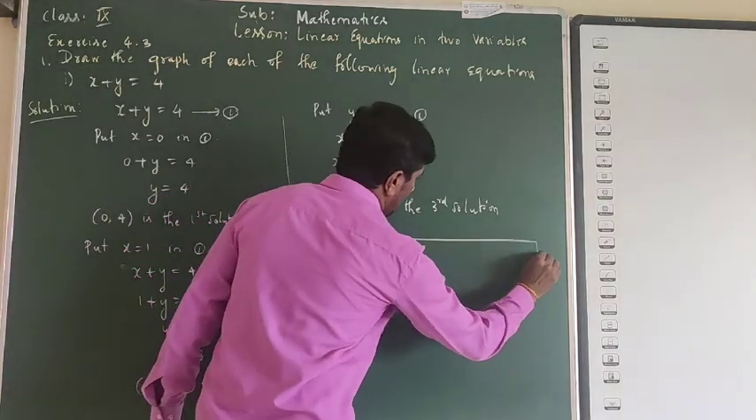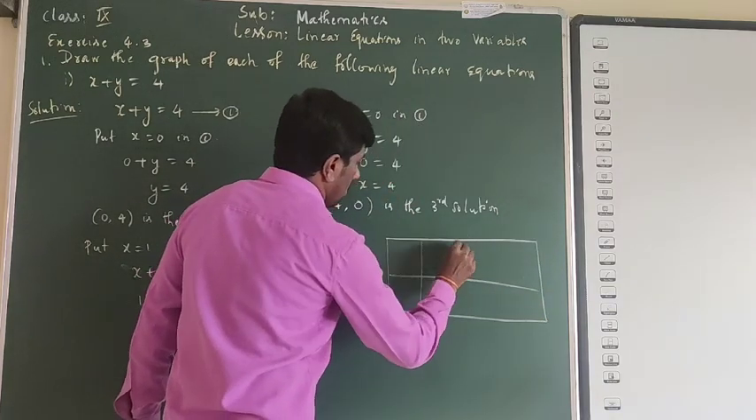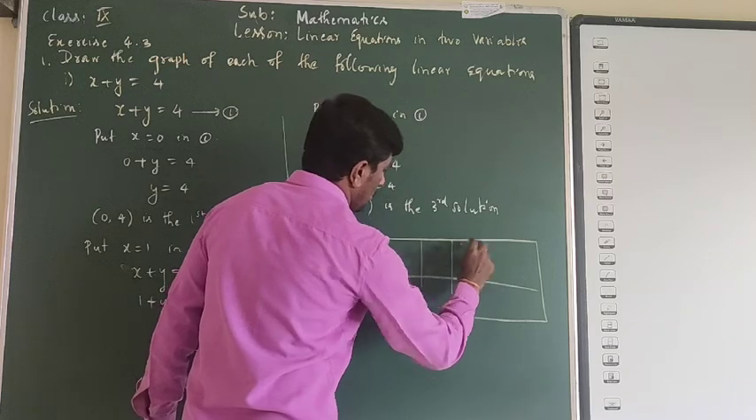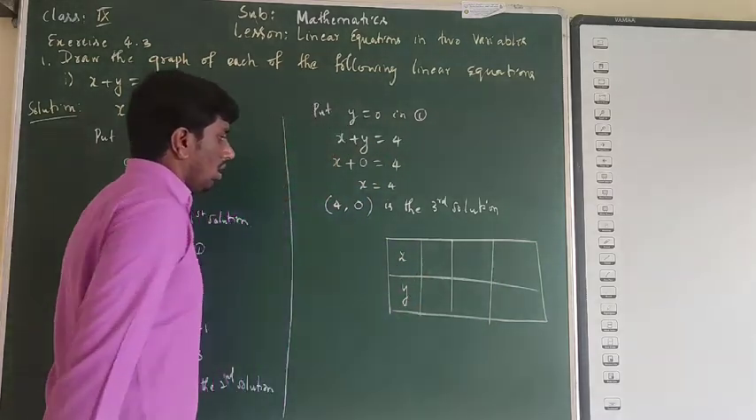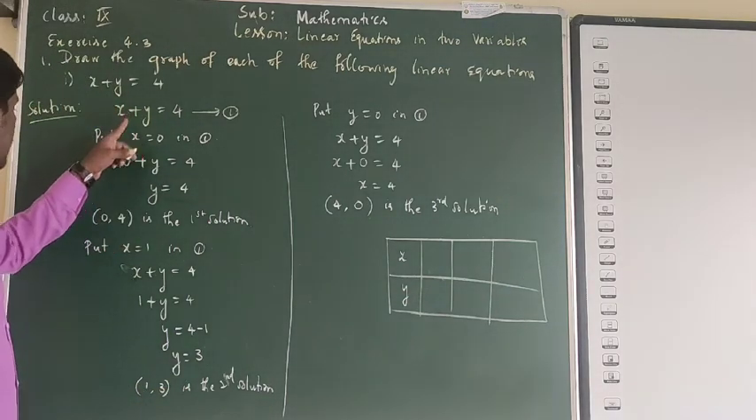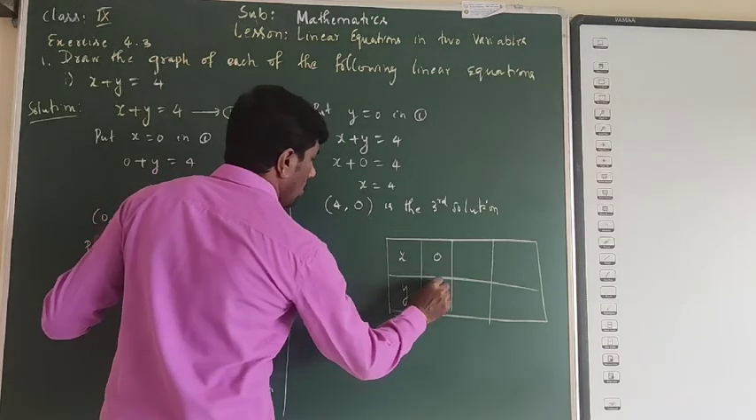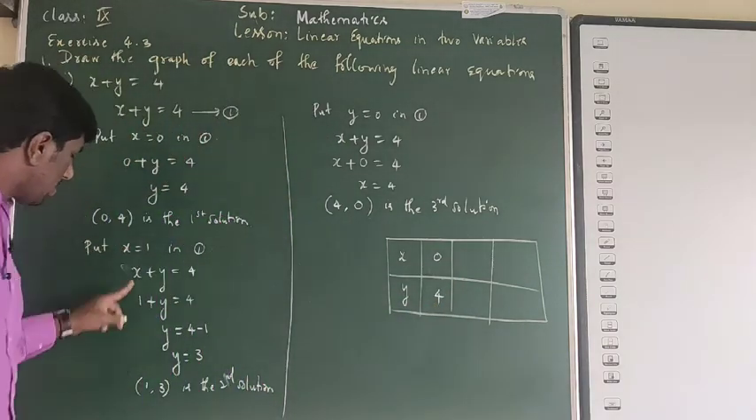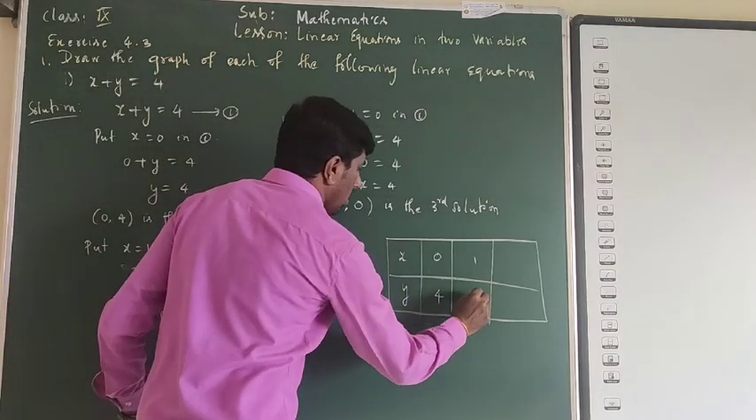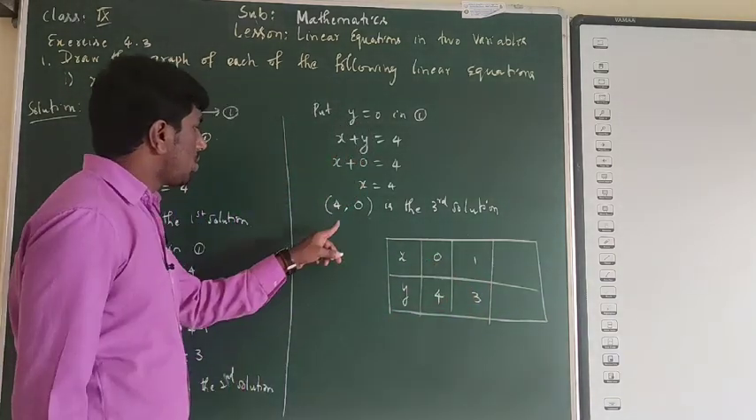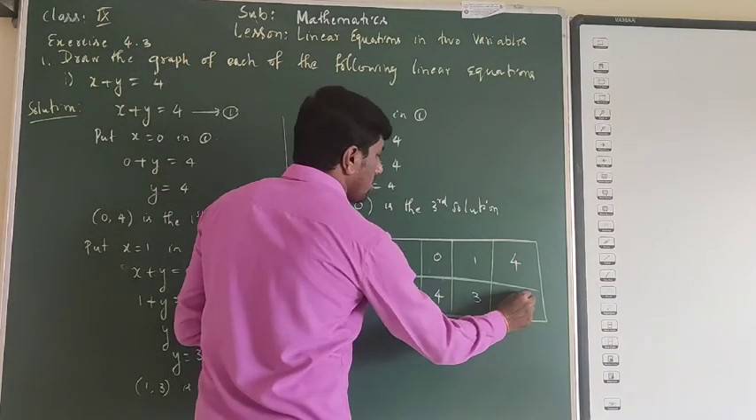I'll make a table. This is x and this is y. So for x is equal to 0, I am getting y is equal to 4. In the second solution, x is equal to 1, I am getting y is equal to 3. In the third solution, I am taking x is equal to 4, y is equal to 0.